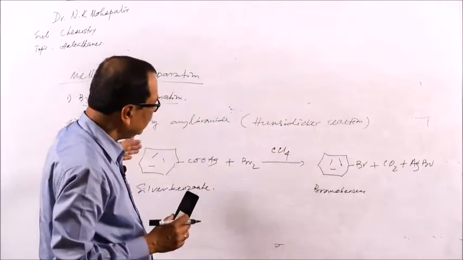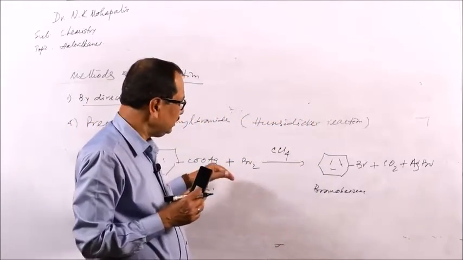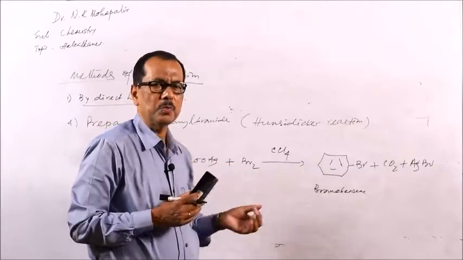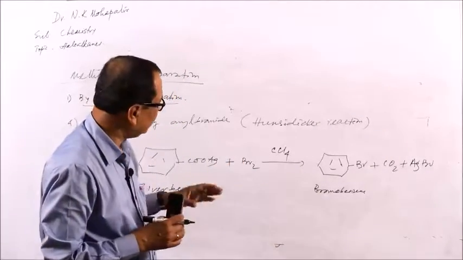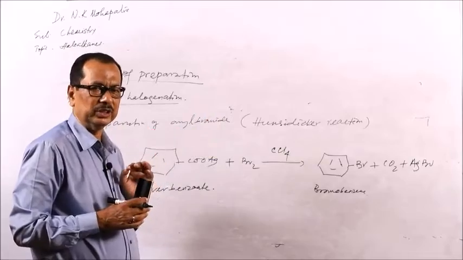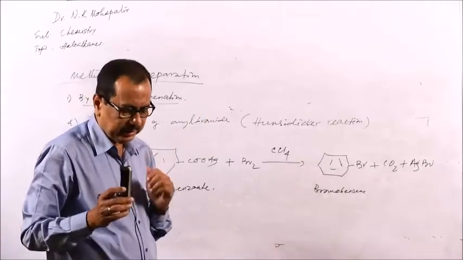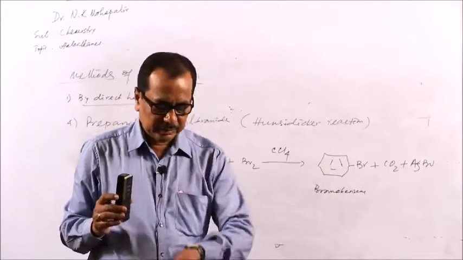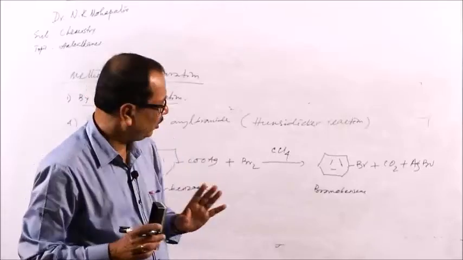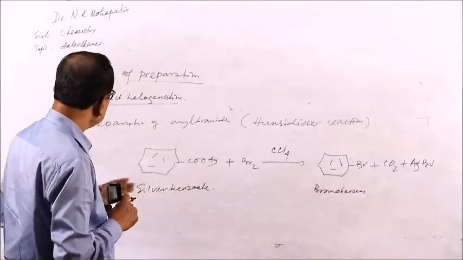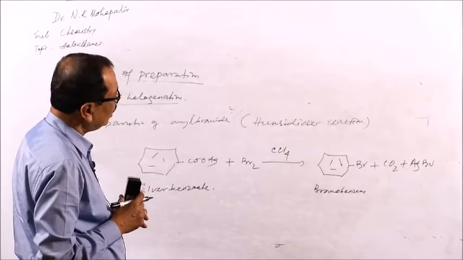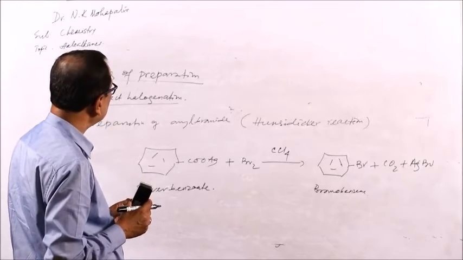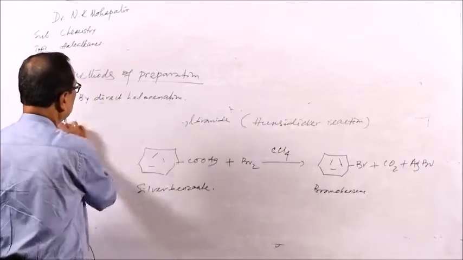You can ask me why not chlorobenzene by this method? Because this reaction proceeds through free radical formation, and free radical is not formed easily with chlorine, because chlorine is a very reactive element. That is why chlorobenzene will not be formed by this method. So these are the methods of preparation of aryl halide.